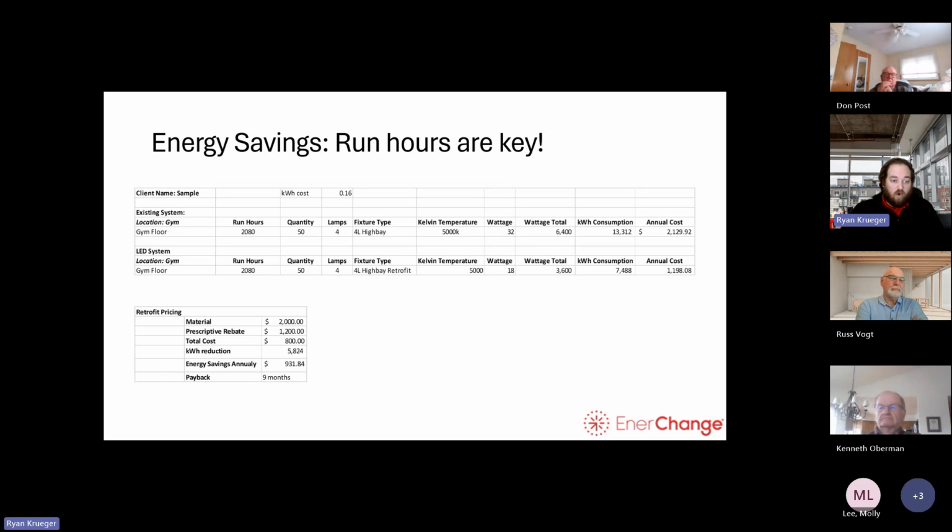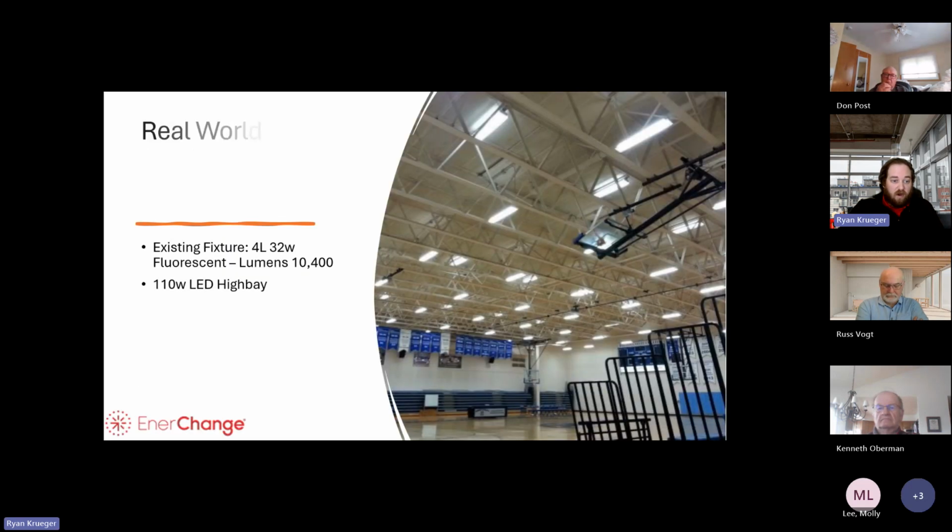1,200. So that total cost to retrofit is $800. The kWh reduction is 58.24. Estimated annual savings is $931.84. So your payback is 9 months. So the cost of retrofitting versus new fixtures is very apparent here.